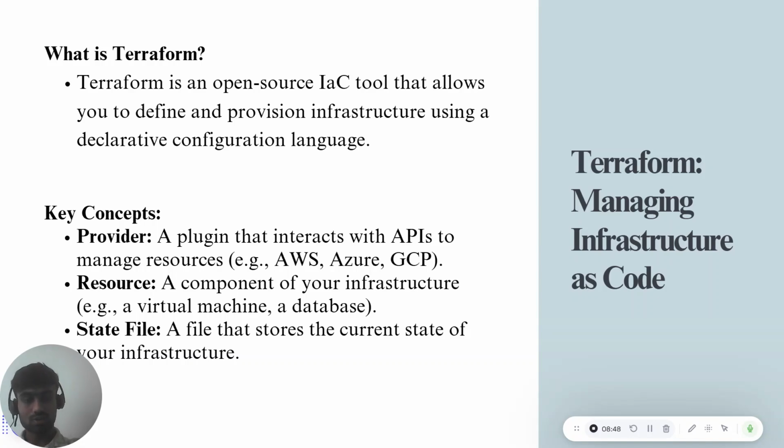Then there is resource. A resource is basically a component of your infrastructure, as I said earlier. There is a virtual machine, there is a database, so these all are resources. Then there is a state file. A state file is basically a file which stores the current state of our infrastructure. So these are some of the key concepts in Terraform.